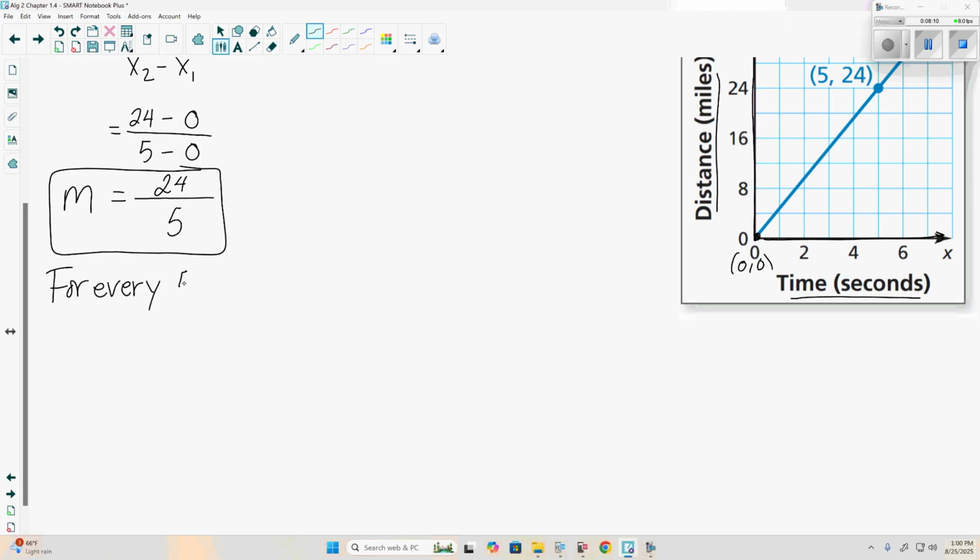every 5 seconds, it travels 24 miles. For every 5 seconds it travels, the asteroid travels 24 miles. Now, that's not the only way we have to write this.